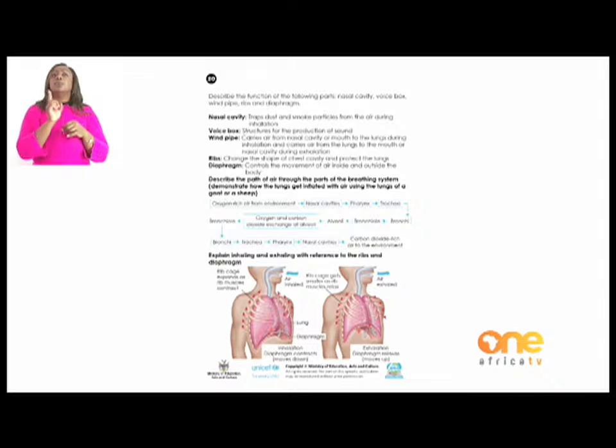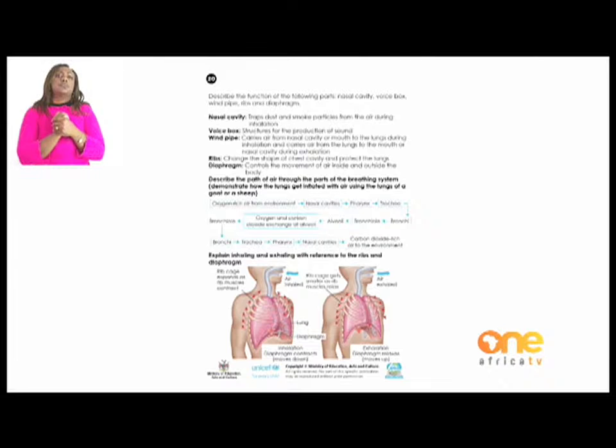Why should we have a nasal cavity? The nasal cavity is there to trap dust and smoke particles from air during inhalation. We have already described now the meaning of the word inhalation. We said it's the breathing in of the air. Now, we might find ourselves in dirty environments, which are dusty or having smoke. Now, the nasal cavity is just there to make sure that the air that we breathe in, the dust and all those unwanted particles in the air do not go down until our lungs.